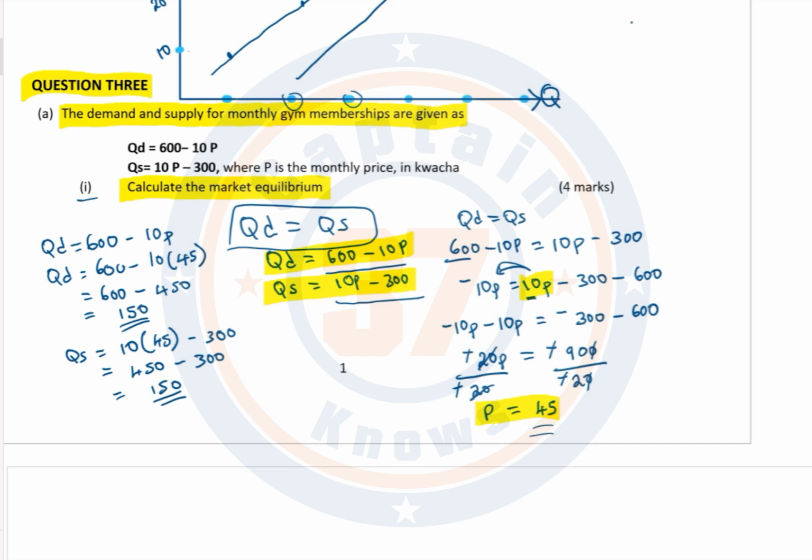So, according to this question, we are asked to calculate the market equilibrium. And equilibrium is a point at which the quantity demanded is equal to the quantity supplied. For this to be true, it means that the price is going to be 45 and the quantity is going to be 150. And this is how you would get your 4 marks.